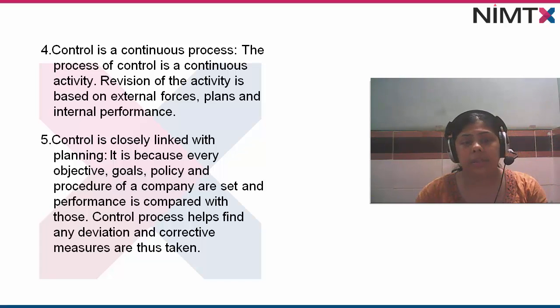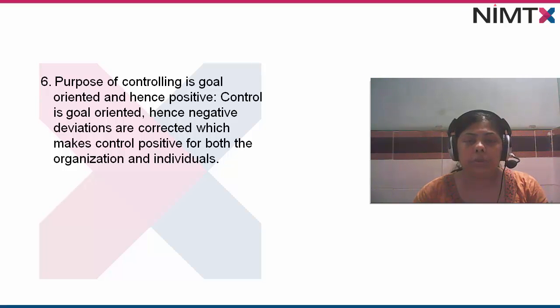In the control process, every objective, goal, policy, and procedure of a company is set, and performance is compared with those. Control process helps find any deviation, and corrective measures are thus taken. Purpose of controlling is goal oriented and hence positive. Control is goal oriented, hence negative deviations are corrected, which makes control positive for both the organization and the individual. Yes, it is, because it is goal oriented.